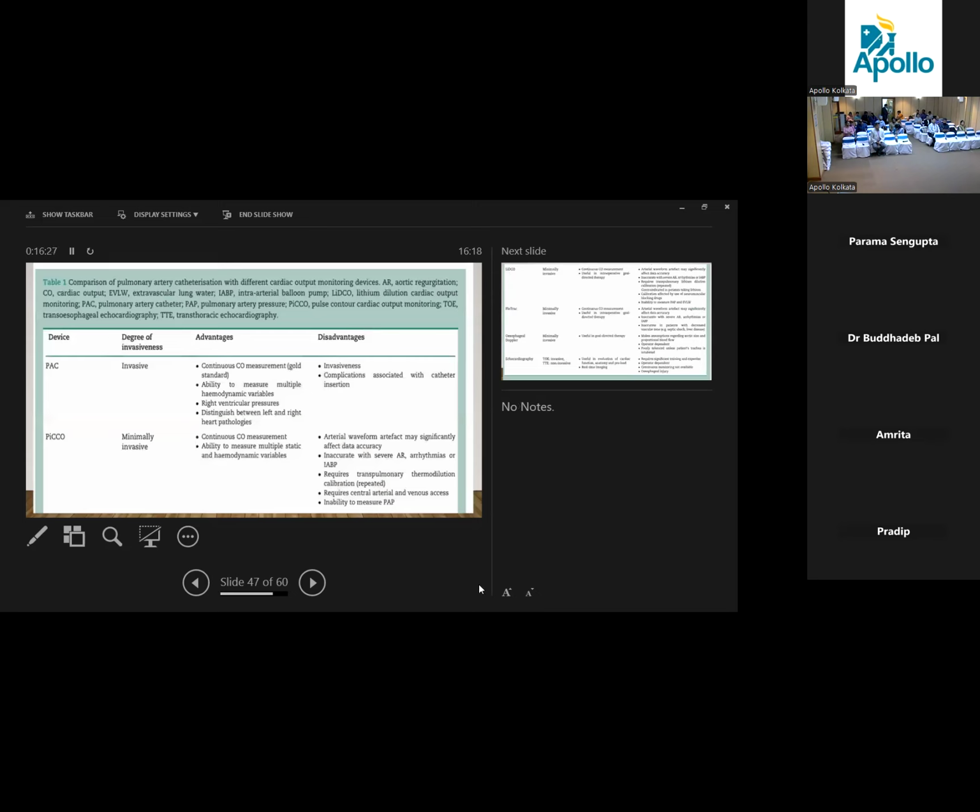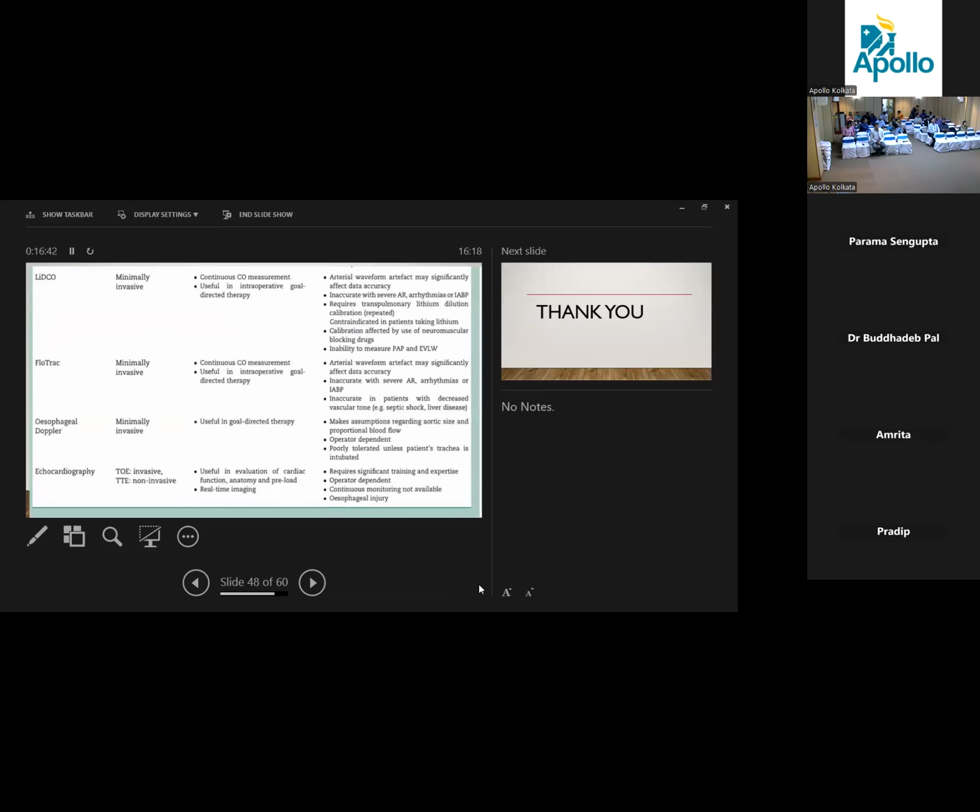The disadvantages of PiCCO: arterial waveform artifact may significantly affect data accuracy, and it is unable to measure PAP, pulmonary artery pressure. The disadvantages of LiDCO: inability to measure PAP, and arterial waveform artifact may significantly affect data accuracy. And echocardiography disadvantages: it requires significant training and expertise, is operator dependent, continuous monitoring is not available, and esophageal injury can occur with echocardiography.